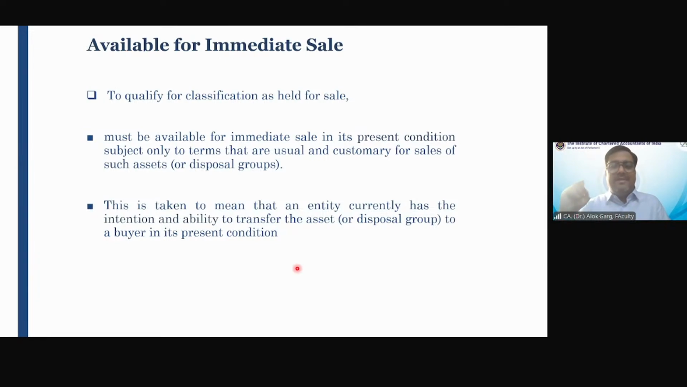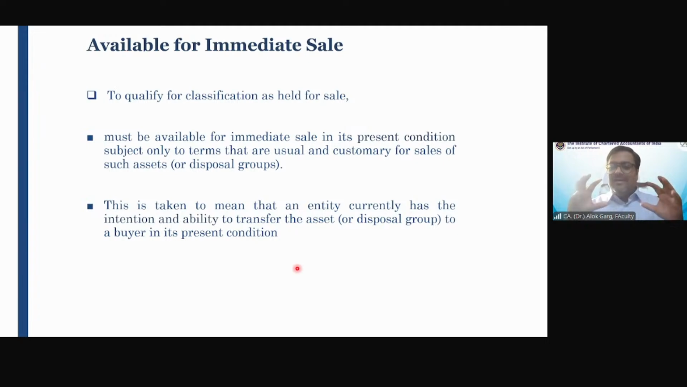Whether Mr. Ram has an intention to sell immediately in the present condition, yes. Whether Mr. Ram has the ability to sell, no. Why? Because of the legal proceedings pending, because the court has put a stay, right? So intention is there, but ability is not there, right?